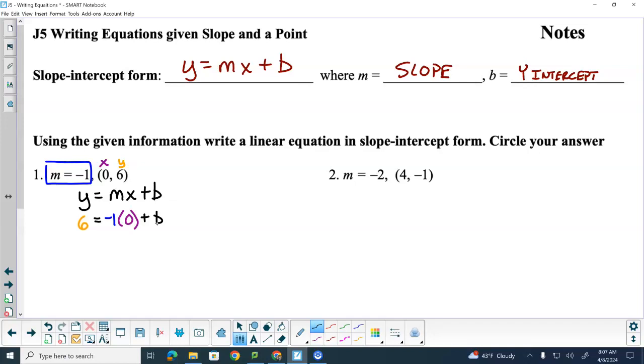Right, what is 0 times -1? 0 times anything is 0. Okay, so -1 times 0 is 0. Okay? Follow-up question. What is 0 plus b? B, right? Okay, so my b value is 6.